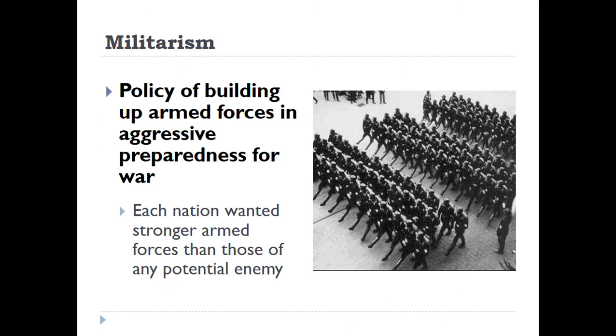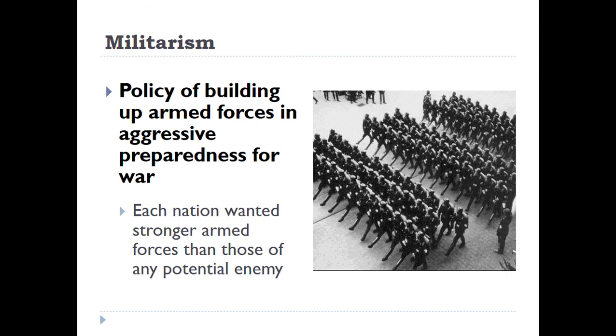The third term here is militarism. You see the word military right in there. It means you're going to build up your armed forces in aggressive preparedness for war. So every country wants to have the biggest army, the biggest navy, the most ships, the most tanks, all these weapons of war. Now, again, there's nothing wrong with having a well-stocked military to defend your country.